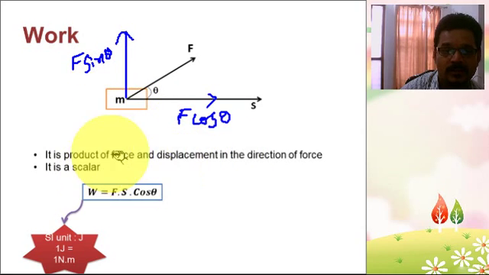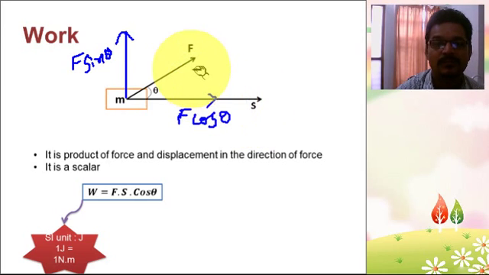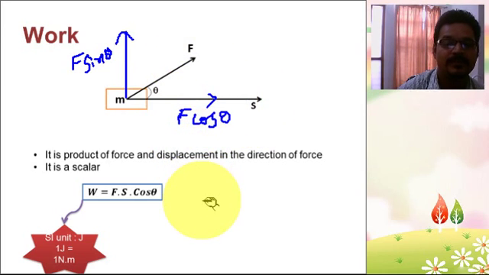And as I mentioned, force and displacement should be in the same direction. That's why the work done is F cos theta into s. F cos theta into s can also be written as Fs cos theta. And this formula can be used whenever the force makes some angle with displacement, or else displacement makes some angle with force. Let me give a small example for you.